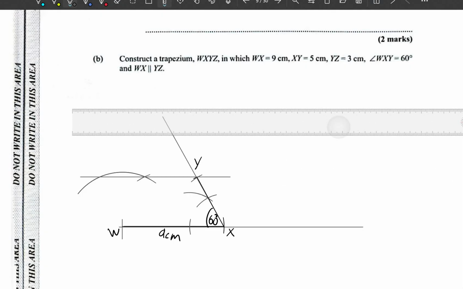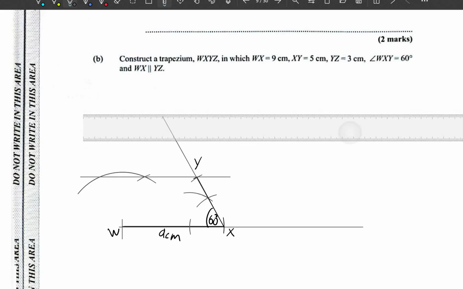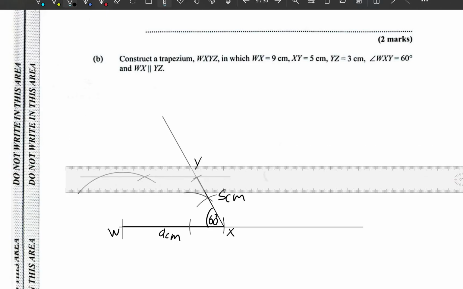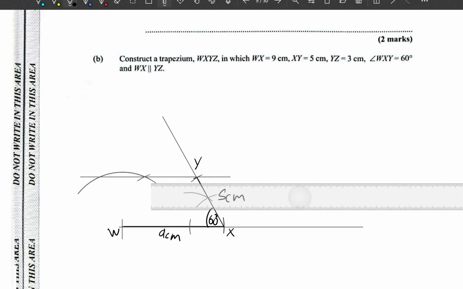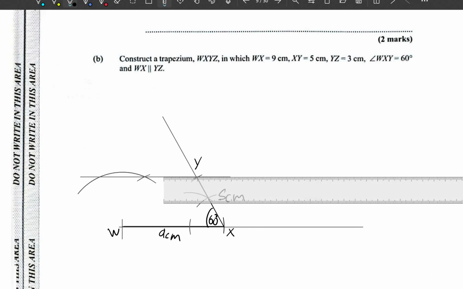And now we would measure what the top value is going to be. X to Y was 5 cm, so we have 5 cm here. And then Y to Z needs to be 3 centimeters. So let's measure that and mark it in with the compass. That's going to be 1, 2, 3 units. That is going to be right at this point here. That's the wrong color. That's going to be right at this point here.